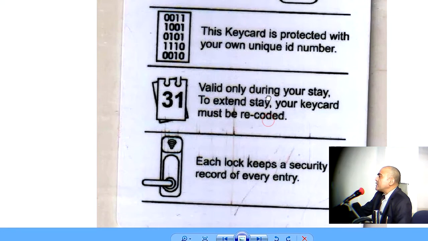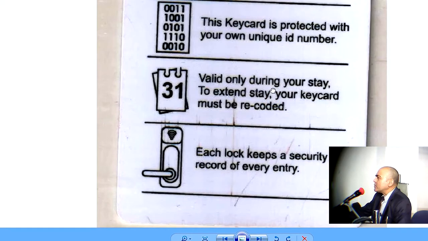The second feature is that it is only valid during your stay, which means after the stay is over, this key and its code becomes invalid and they will not open any door in the hotel. So it's a one-time use key, and that therefore it is very safe.